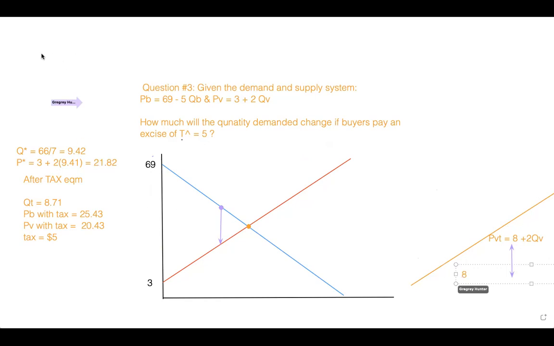So once we've cleaned things up, we have our tax wedge diagram, and we can have our PV or PBT that we had before. And in that case, it's going to be the 25.43. And then we have the seller's after-tax price, which is our 20.43. And okay.